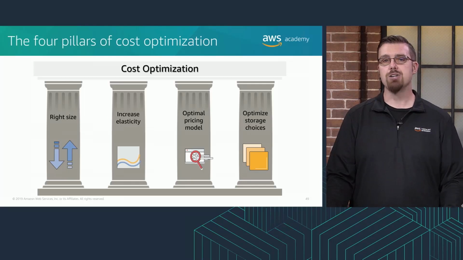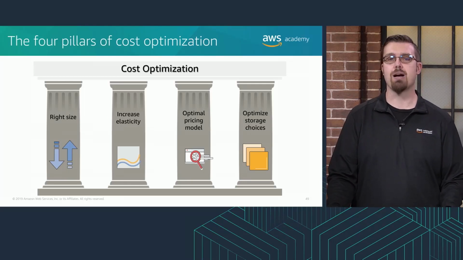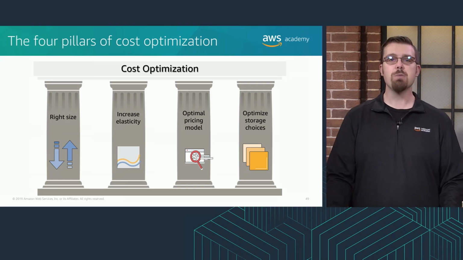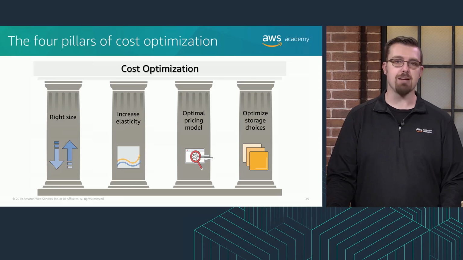To optimize cost, you should consider the 4 pillars of cost optimization. First, you must right-size. That is, choose the right balance of instance types. It's important to notice that when servers can be sized down or turned off and still meet your performance requirements, this affects cost. Second is increase elasticity.